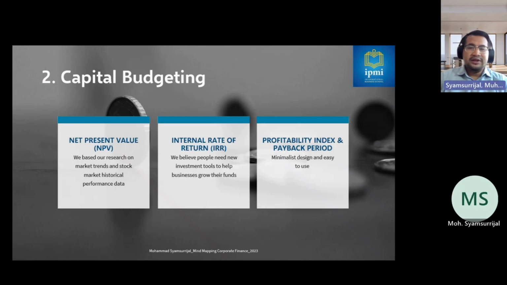Next is about capital budgeting. Capital budgeting consists of the net present value (NPV), internal rate of return (IRR), and also the profitability index and payback period. Capital budgeting is a method of estimating the financial viability of a capital investment over the life of the investment. Unlike some other types of investment analysis, capital budgeting focuses on cash flow rather than profits.